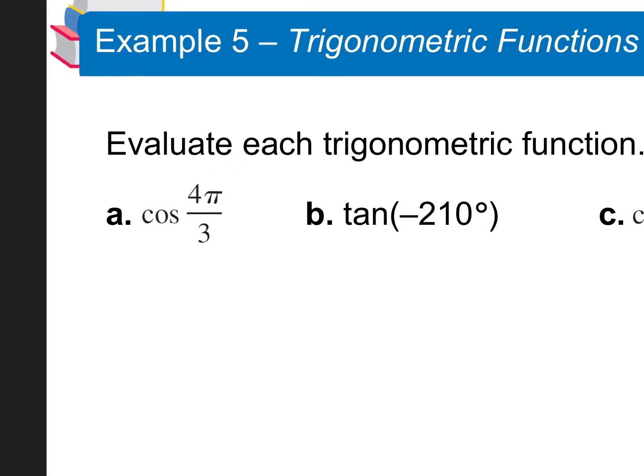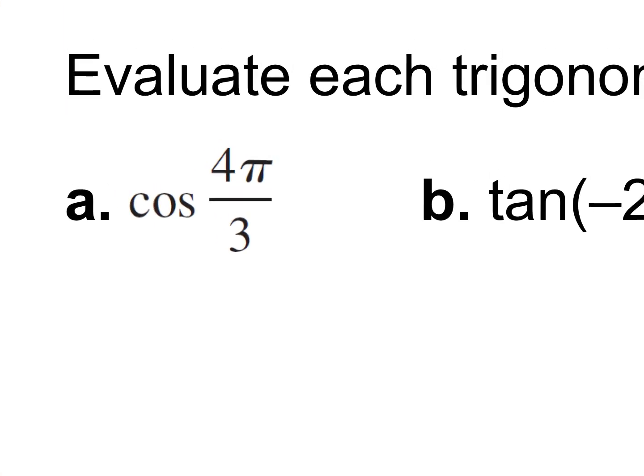Okay? Evaluate each trig function. What is the cosine of 4 pi over 3? They don't want a decimal. It has to be an exact value. So the way that you do this, you guys don't know. Let's look at 4 pi over 3. Where is that on the unit circle? Do we have any idea? No. So let's convert it first.